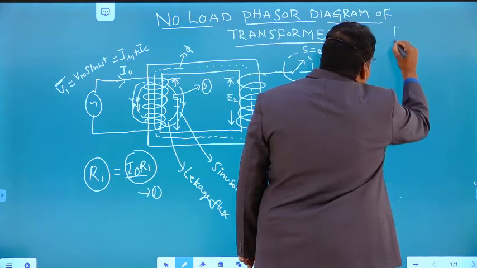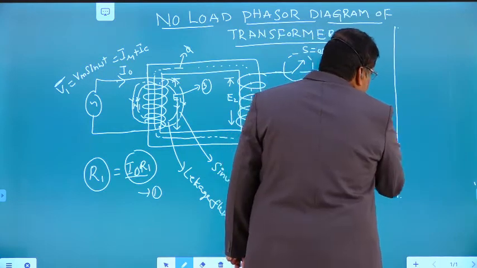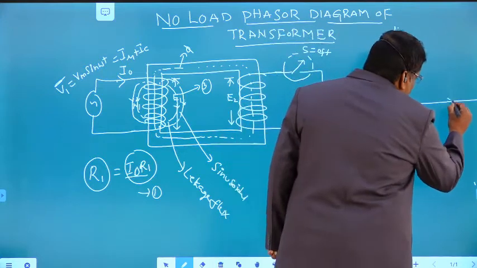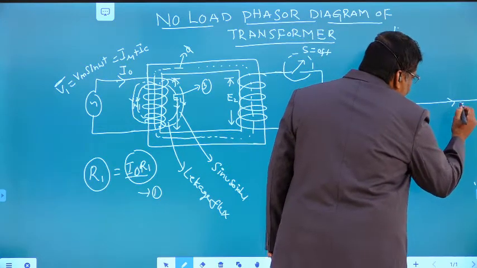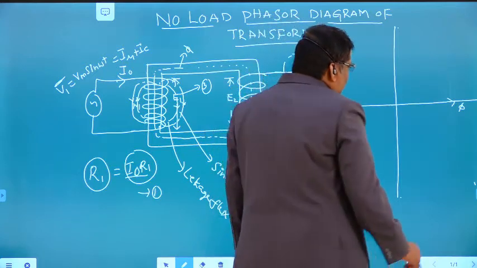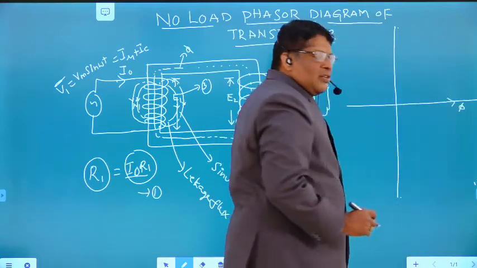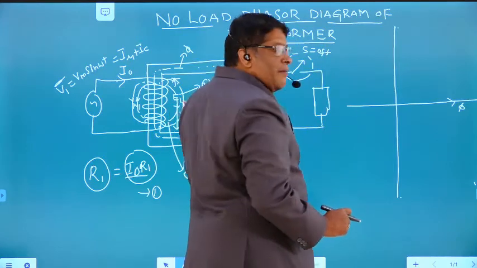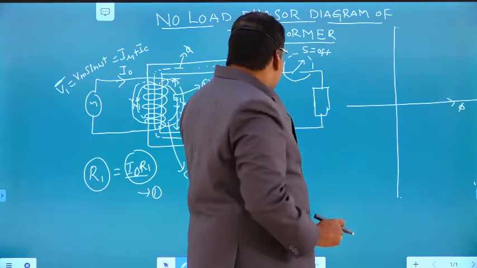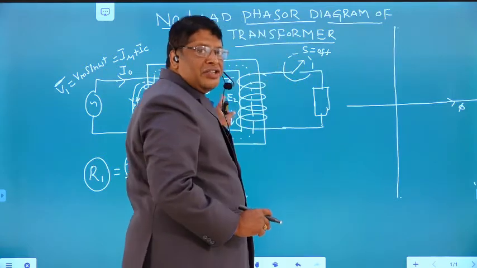Again you take the y-axis. This is the x-axis. See here, you take the phi, nothing but the mutual flux. Because of the mutual flux, there is a voltage induced in the primary winding, E1, the self-induced voltage, and a voltage induced in the secondary winding, that is E2.